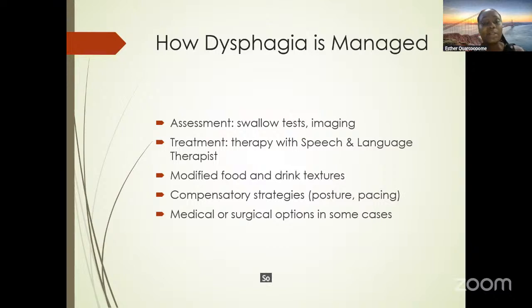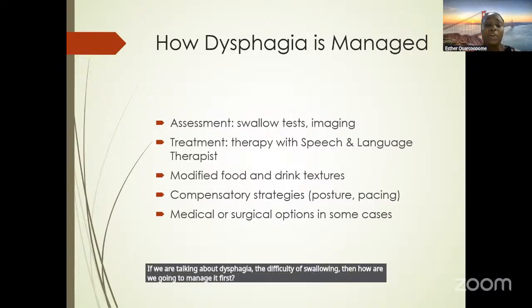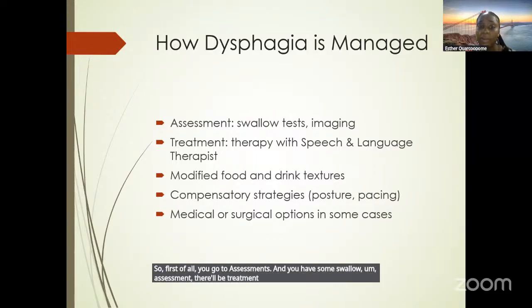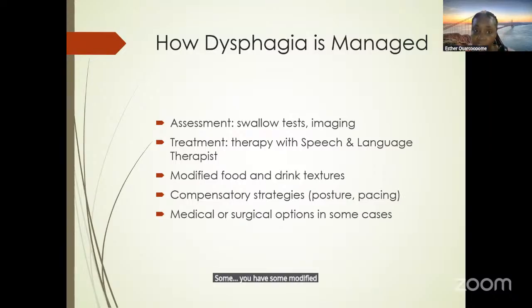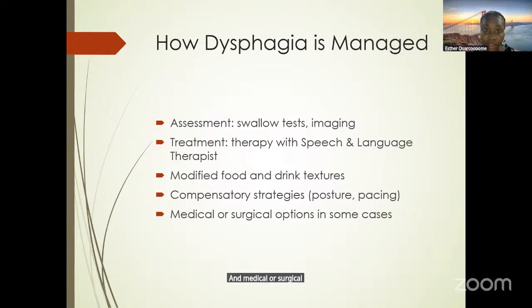So it boils down to how dysphagia is managed. How do we manage it then? If we are talking about dysphagia, the difficulty of swallowing, how are we going to manage it? First of all, you go through assessment. You have some swallow assessment. There'll be treatment by a speech and language therapist. You have some modified food and drink textures, compensatory strategies like your posture, and medical or surgical options.